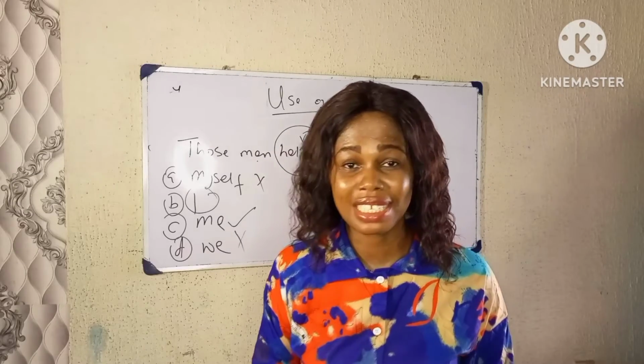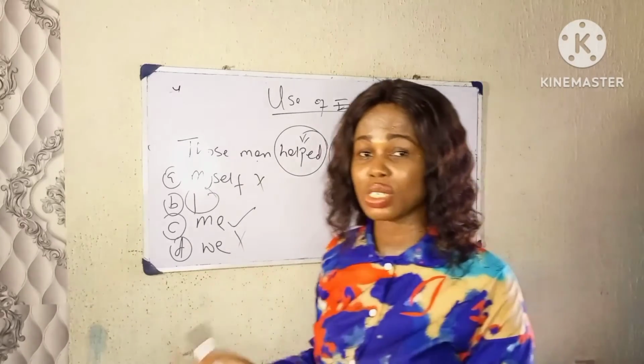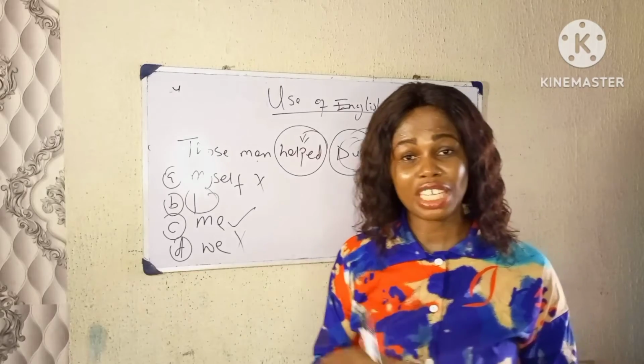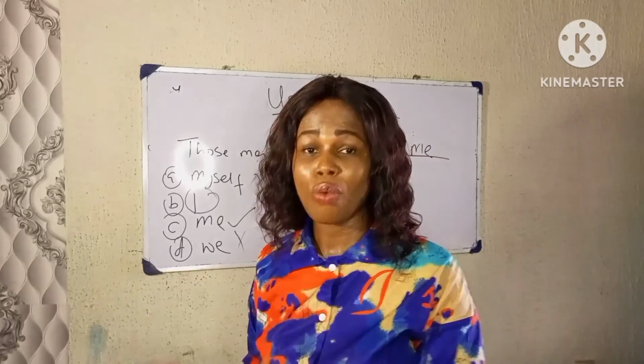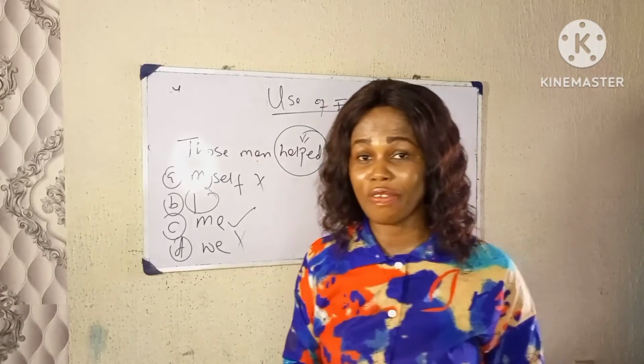Okay, so that is it. Always remember that subject pronouns perform actions while object pronouns receive actions. Subject pronouns come before verbs while object pronouns come after verbs or prepositions of a sentence.